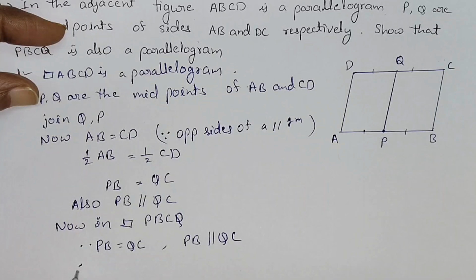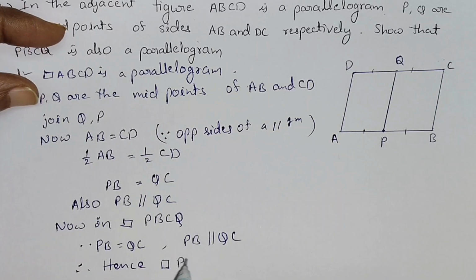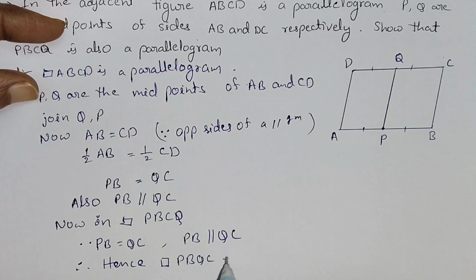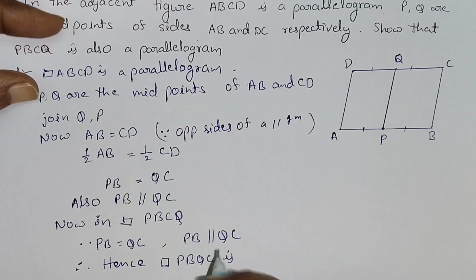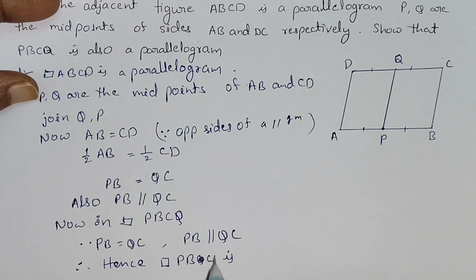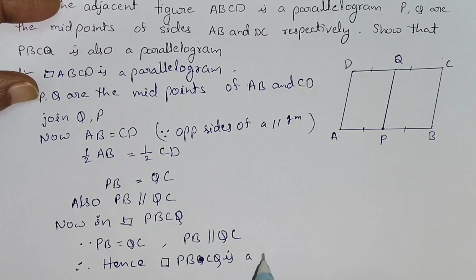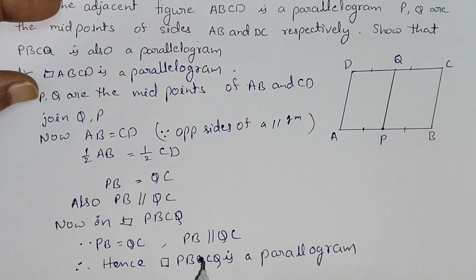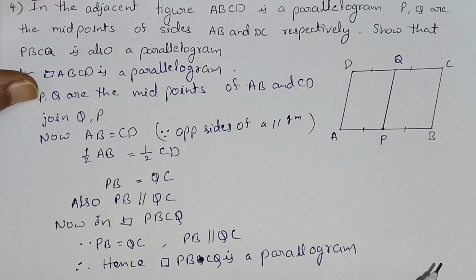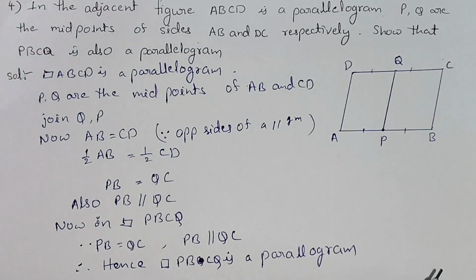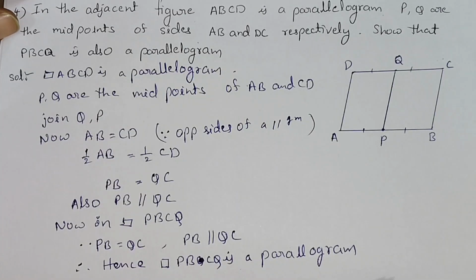Therefore, hence PBCQ is a parallelogram. Hence proved. This is the complete proof of the fourth question.